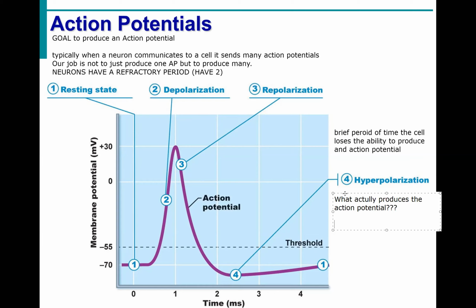What actually produces the action potential is when our voltage-gated sodium channels open. When that voltage-gated sodium channel opens, all those other things you guys talked about happen. We get a massive amount of the sodium ion entering into the cell. We get that big depolarization. So what this means is if we want an action potential, we have to open the voltage-gated sodium channels. Make sense?